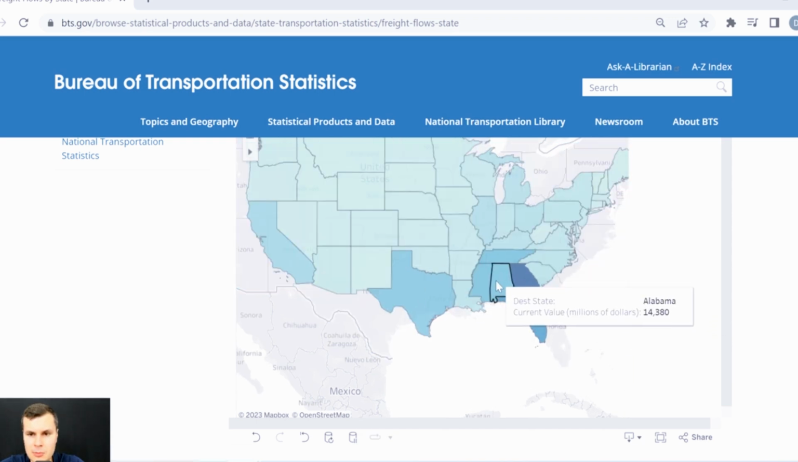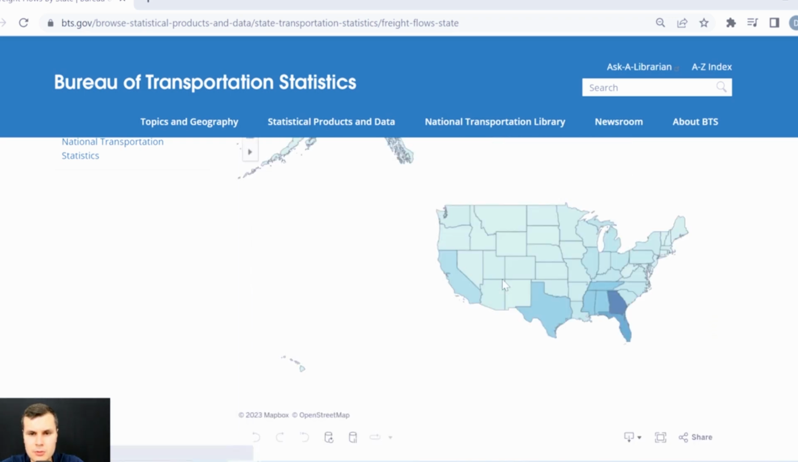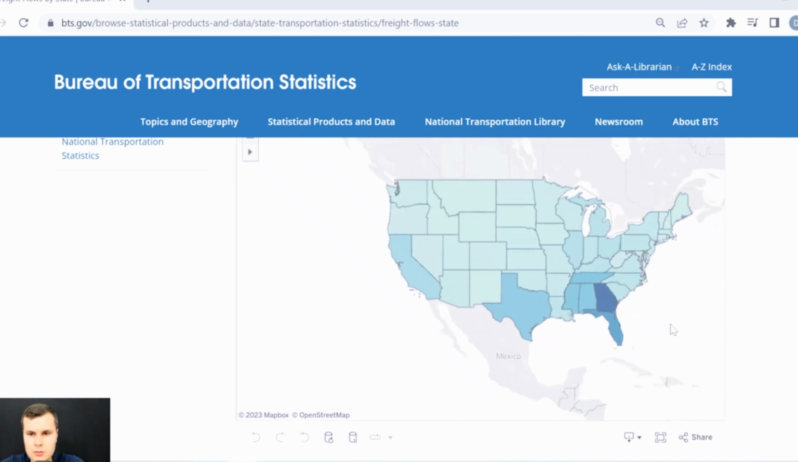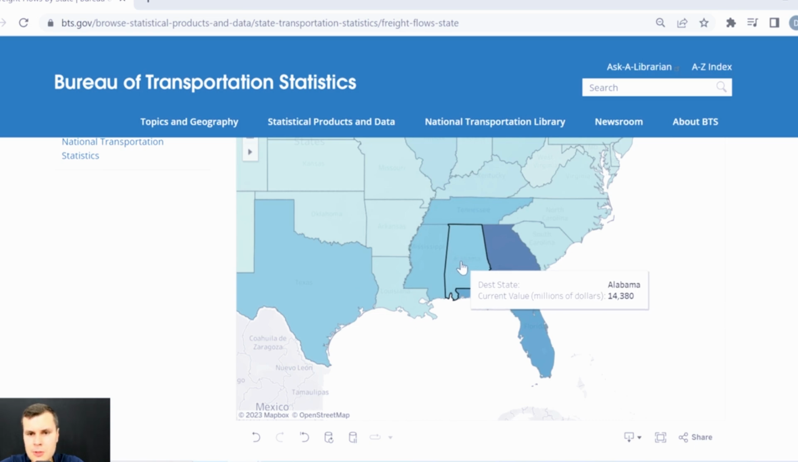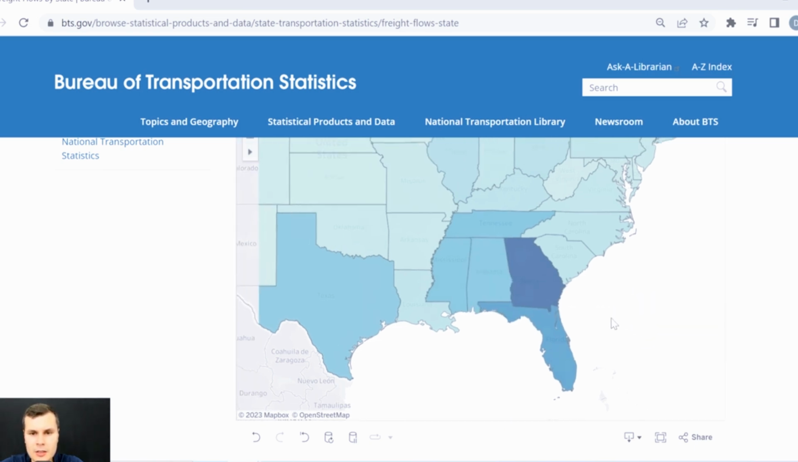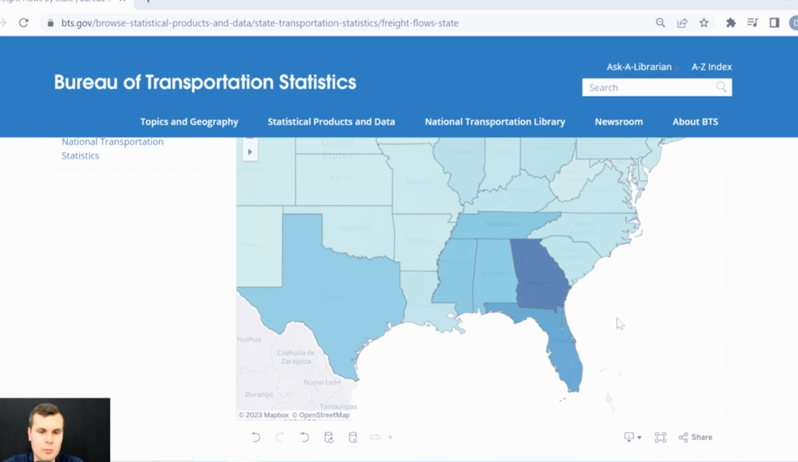We have chosen Alabama. Alabama is right here. There you go. Okay, so we've chosen Alabama. It's right here. And by the color, the darker the color, the more the state of Alabama trades with the state. So we see the darkest one is Georgia. It has the current value. So Georgia is trading the most with Alabama, and we also see Florida, Mississippi, Tennessee.